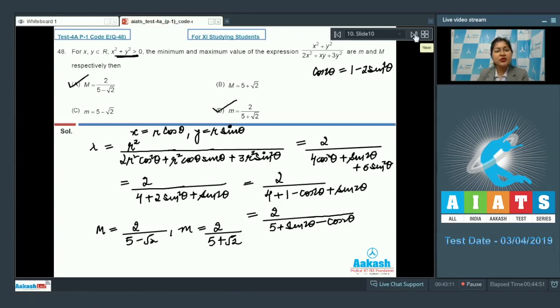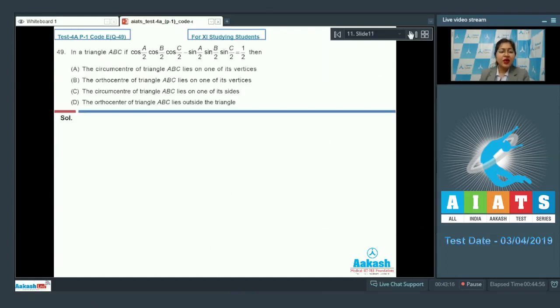Now let's move on to the next question, that is question number 49, which says that in the triangle ABC, if cos A by 2, cos B by 2, cos C by 2 minus sin A by 2, sin B by 2, sin C by 2 is equal to 1 by 2, then we have to comment about the circumcenter and orthocenter of the triangle.